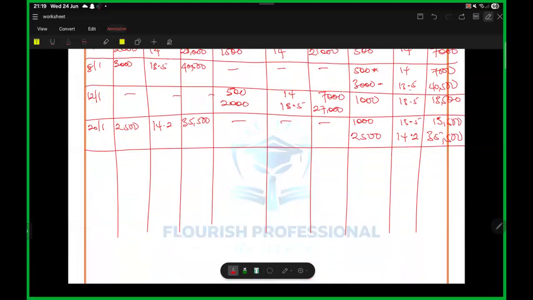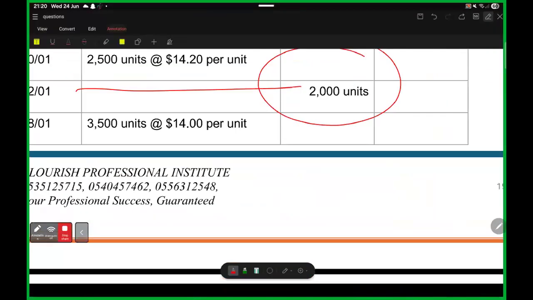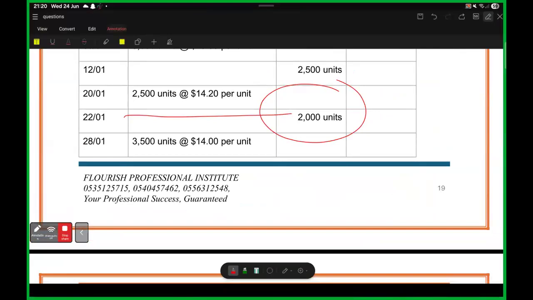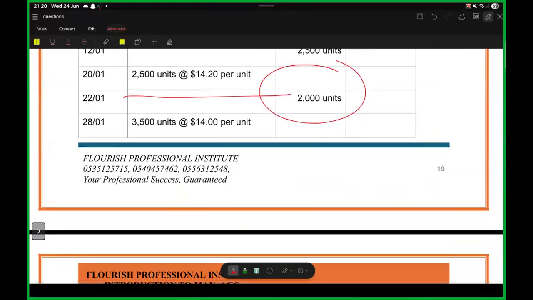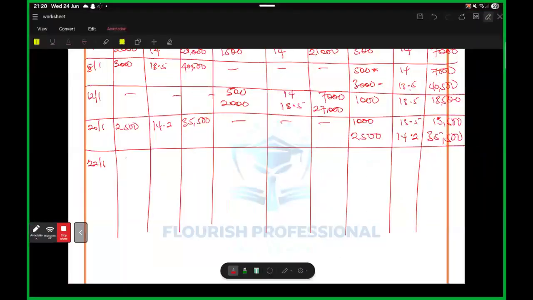Then I come to the 22nd, where our question really rests. The 22nd, what happened? Let me see. The 22nd is saying that there was an issue of 2,000 units. There was no receipt, rather an issue of 2,000 units. It means that the first 1,000 can be issued. So of the 2,000, the first 1,000 at 13.5, giving me 13,500.